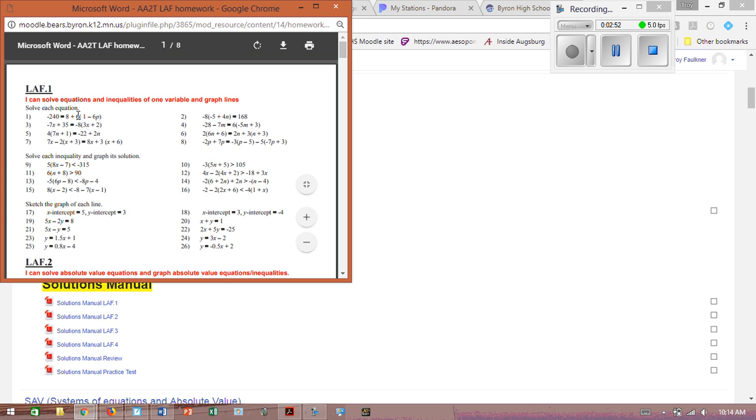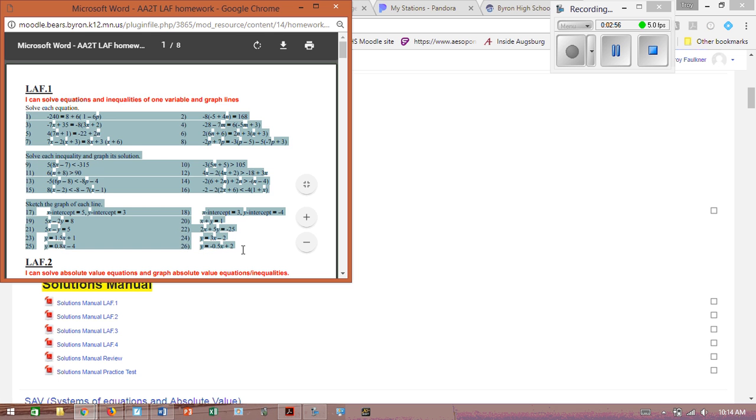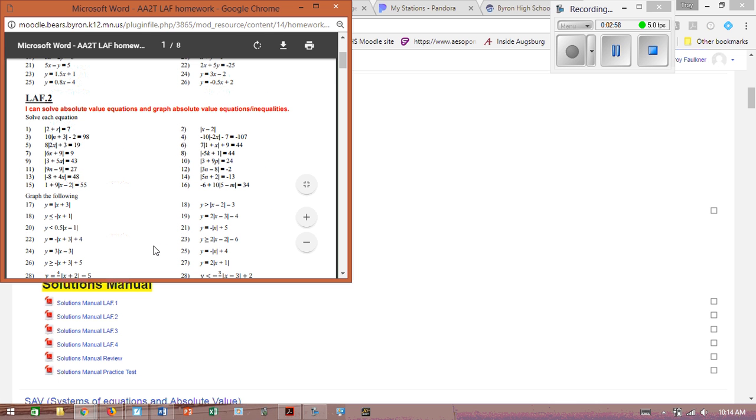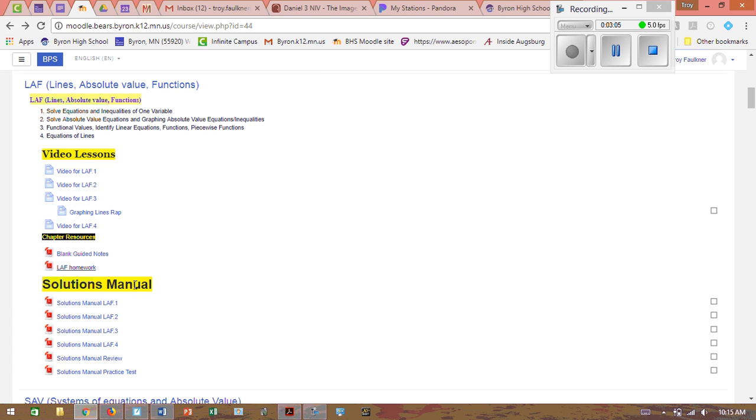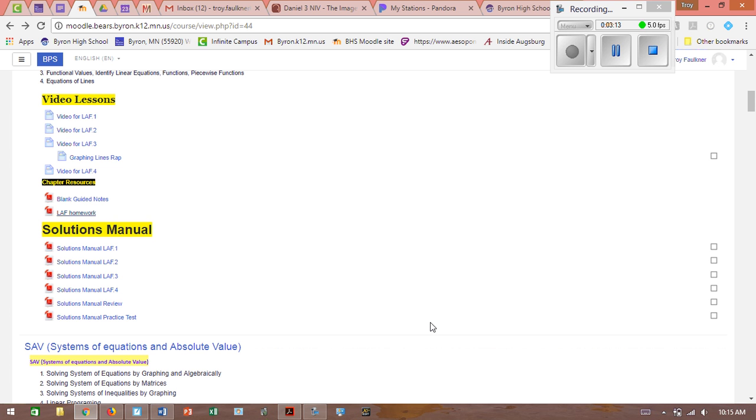Today it's supposed to be the LAF1 homework, so that means all the LAF1 problems right here. And then tomorrow in class you'll be working on the LAF2 problems farther down below here. Once you go farther down, you'll see the solutions manual for the LAF1 and LAF2, also for your review and practice test. Once you get farther into this course, you'll have some review problems.